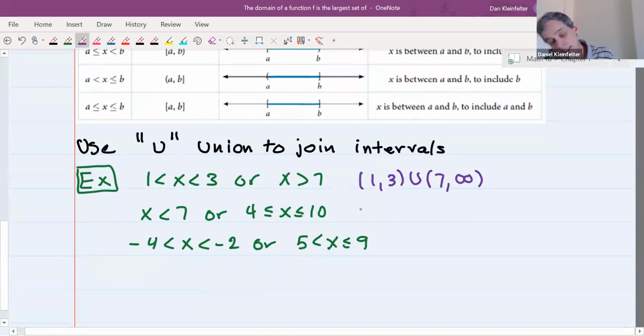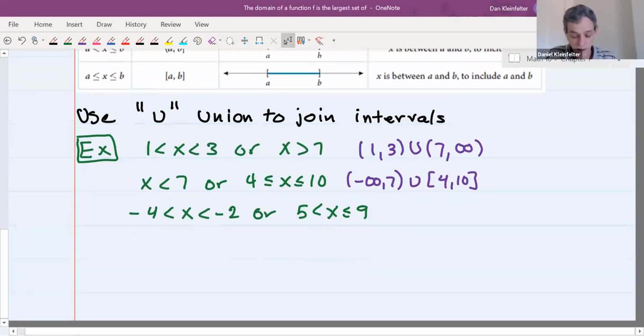X is less than 7. So think about what that's got to look like. If it's less than 7, it's going to start at 7 and go down towards negative infinity. Go up to 7. Again, I have a parenthesis here because the 7 itself is not included. And then we have the x's between 4 and 10 inclusive. So those will be written with square brackets. And again, we're using the union symbol to join those 2 intervals together. Next up, we have -4 to -2, union 5 to 9.